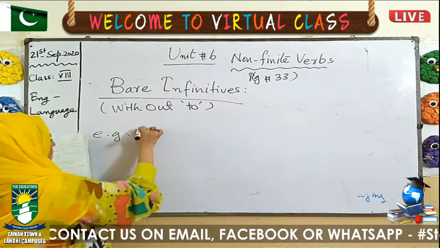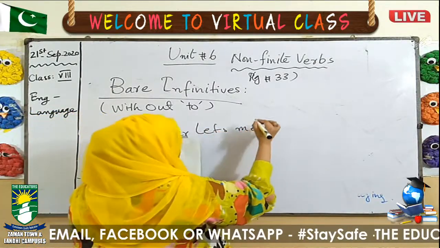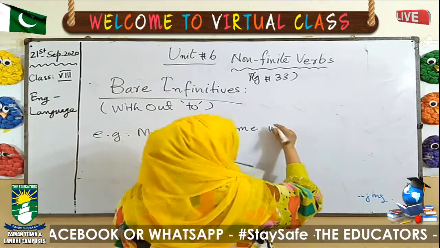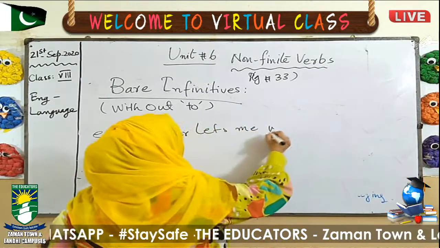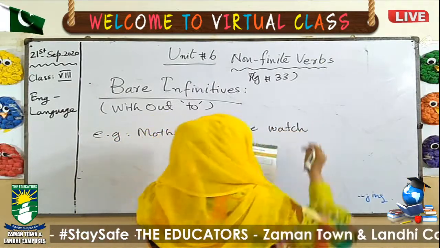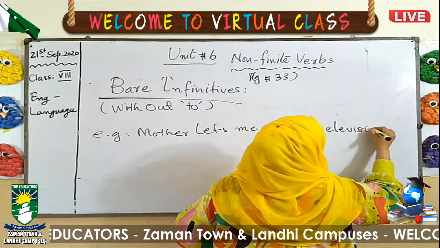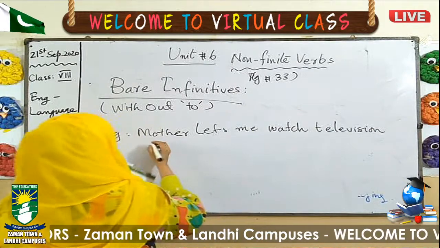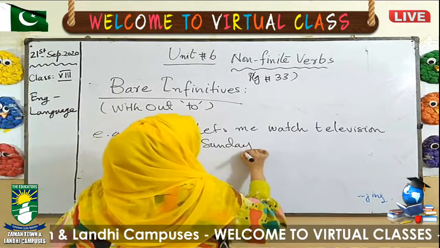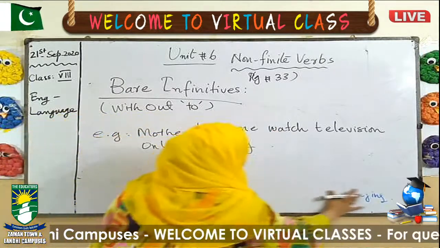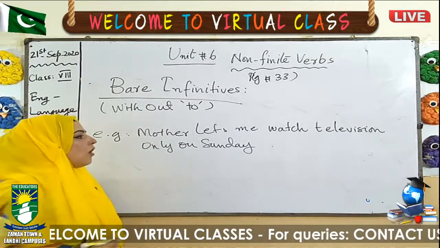Example: mother lets me watch. It's on page number 33, bare infinitive. Open page number 33 and read: mother lets me watch television only on Sunday. Okay. Now, here I have written the example: mother lets me watch television on Sunday.